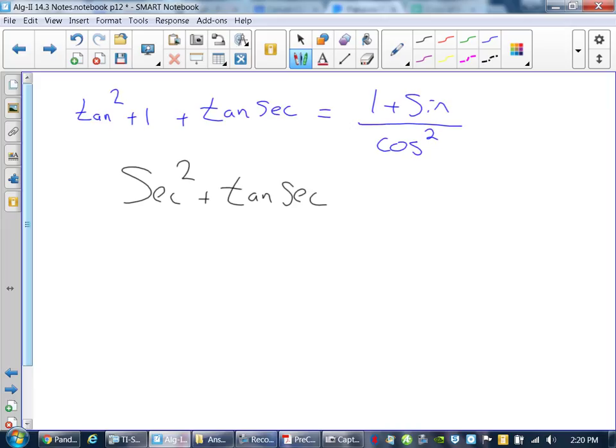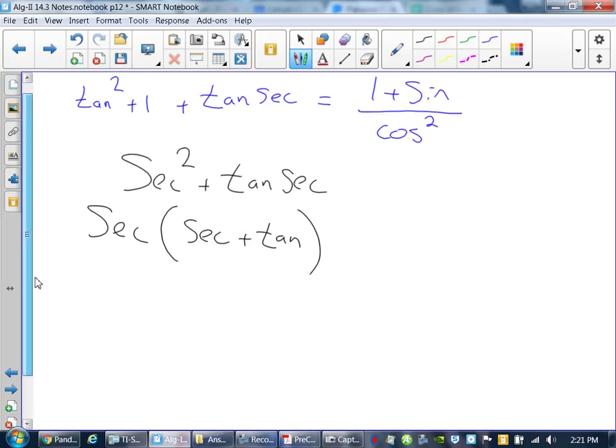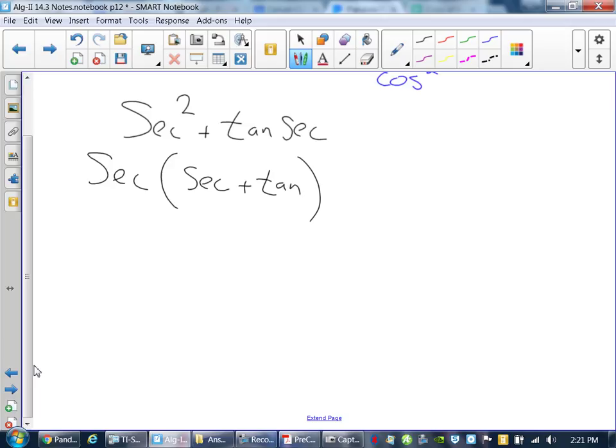what do those two parts have in common? Secant. I can't factor out a tangent up here because there's too many plus signs. But once I combine it into this part, now I can get a GCF. My GCF here is secant. Okay? Everybody with me so far?